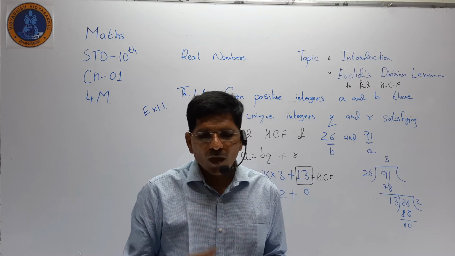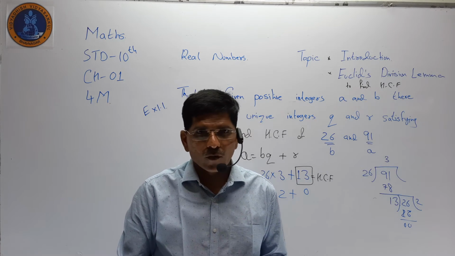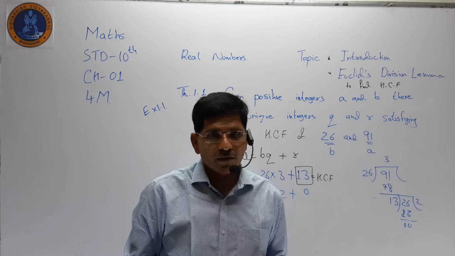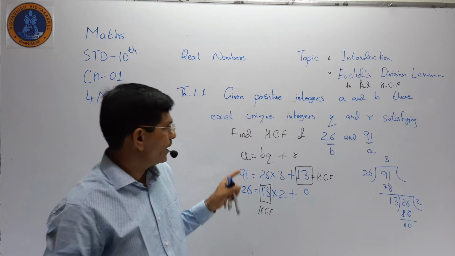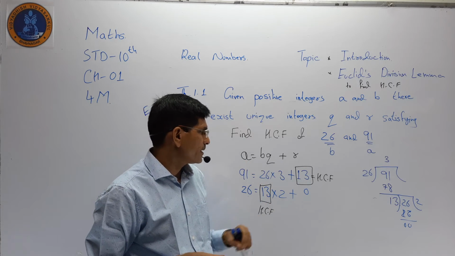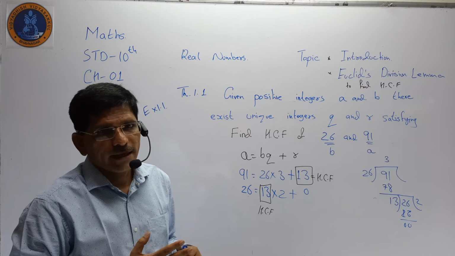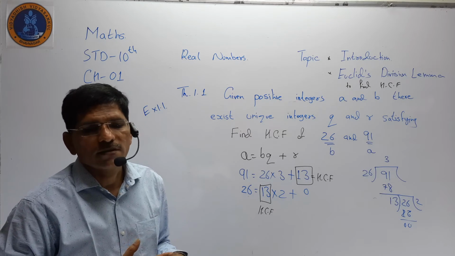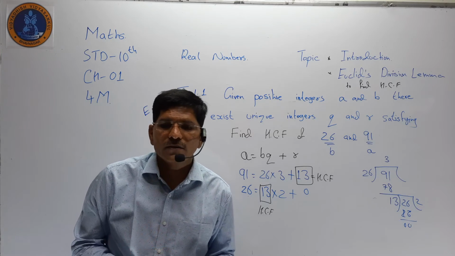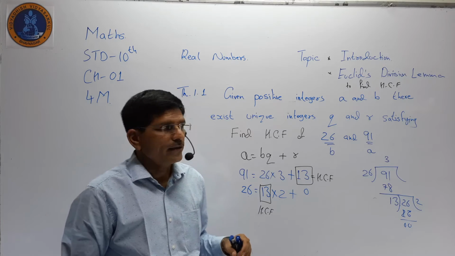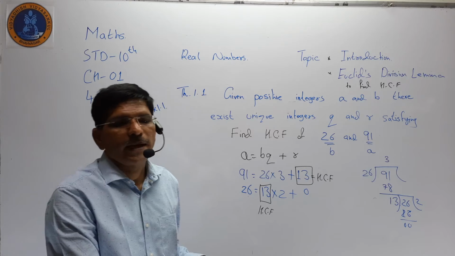Some more difficult sums we can also do. But the simple concept is that always use A is equal to BQ plus R. So in 1.2 also there are 3 sums we can find by using the Euclid algorithm method.